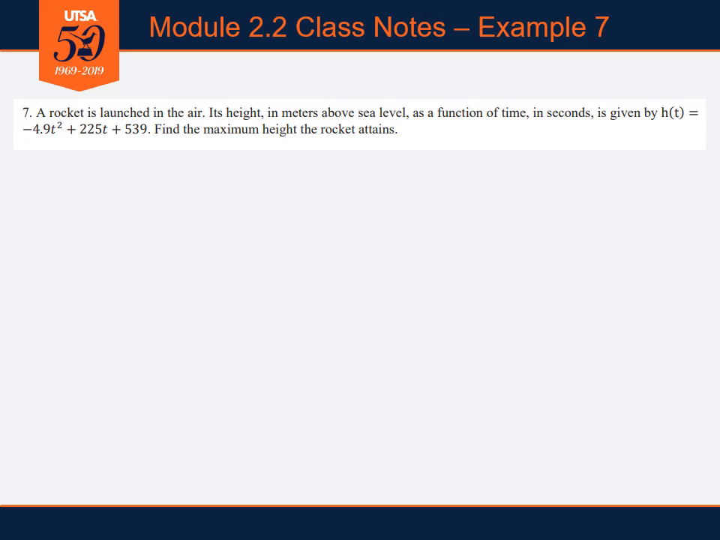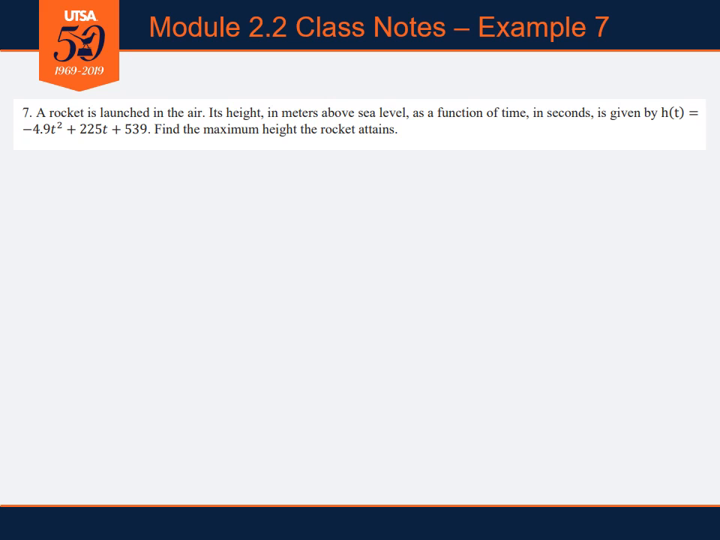With any word problem, and we'll have lots of word problems this semester, it's okay to first read through the problem, and it's okay to not know the answer yet. But let's recognize some aspects of the problem, like the function that we're given. h of t equals negative 4.9 t squared plus 225 t plus 539.